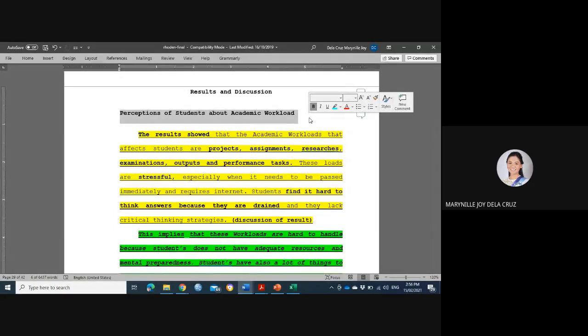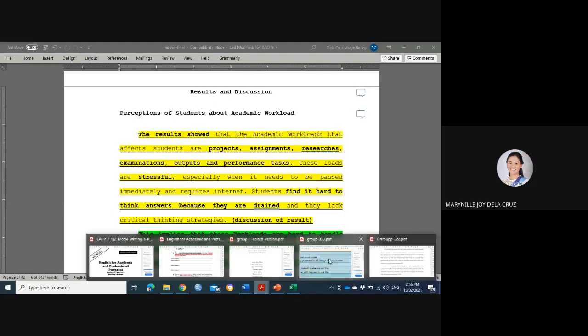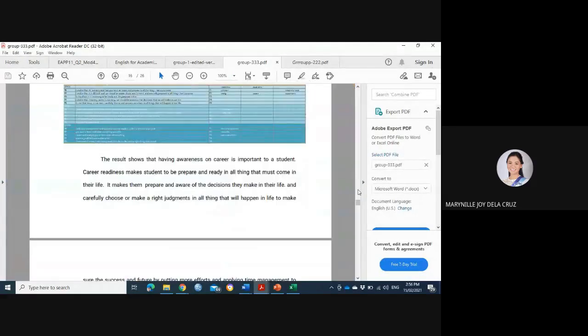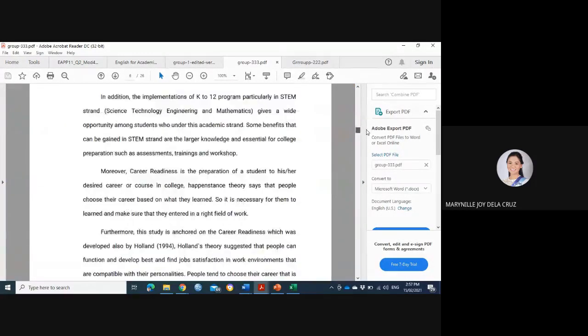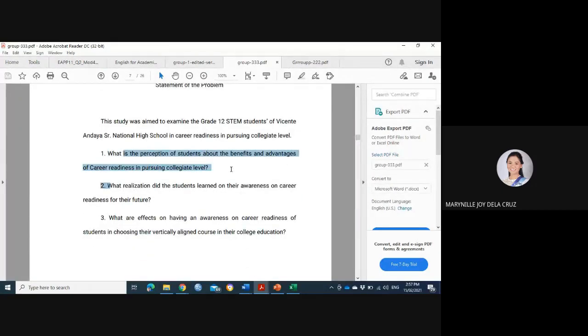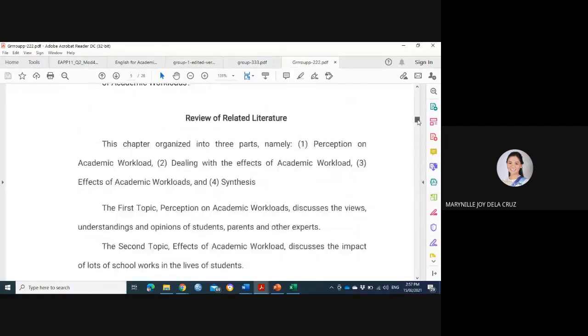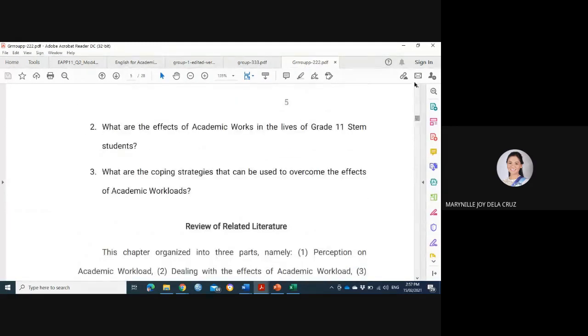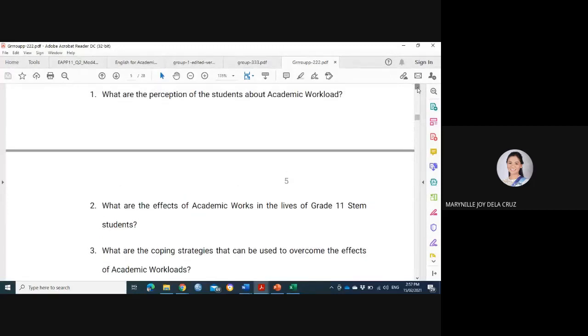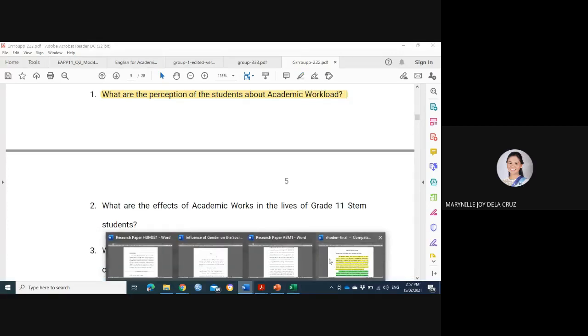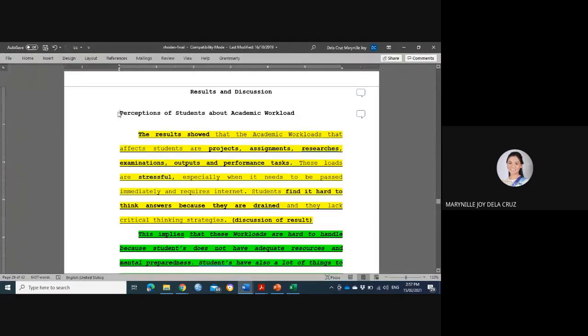For example, here in Roden's group, the first question is: what is the perception of students about the benefits and advantages of... What is the perception of students on academic workload? So this is Roden's group's first statement of the problem. So the first statement of the problem is aligned with the first discussion, implication, and evidences.